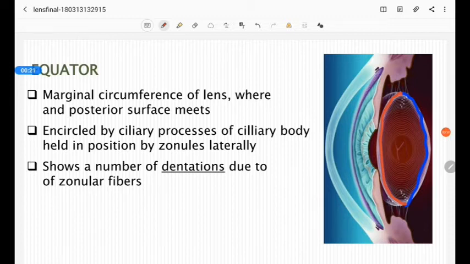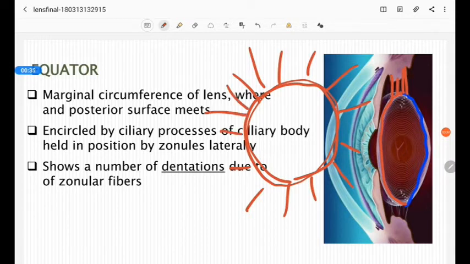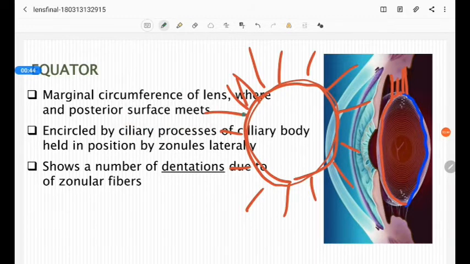Now the equator is actually encircled by, let's say if this is the equator of the lens, it is completely encircled by the zonules that arise from the ciliary body. And the points where these zonules get attached to the capsule are called indentations.